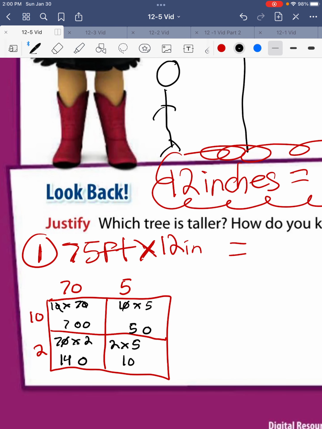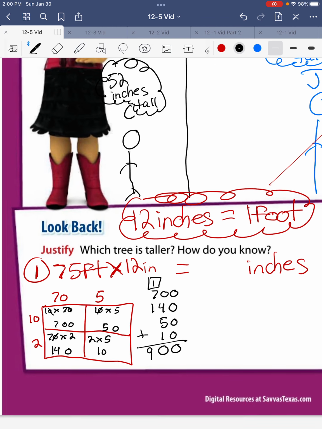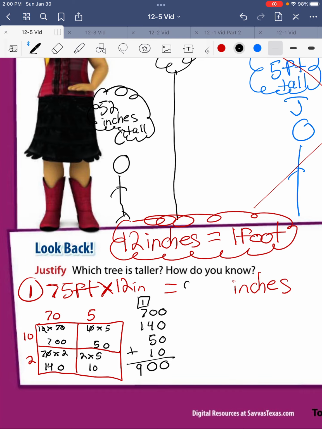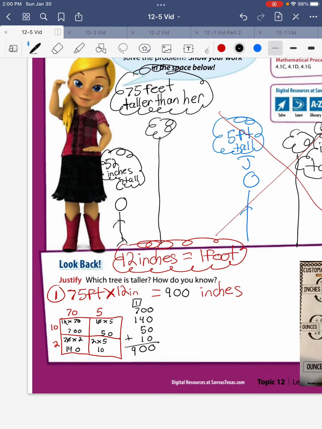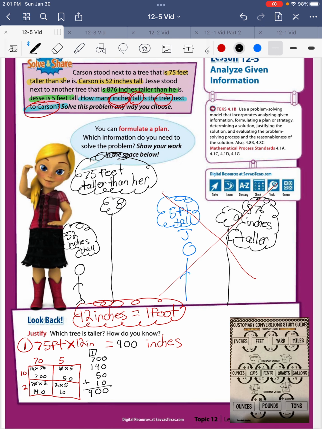So now I'm going to add my partial products. 700, 140, 50, and 10. 0 plus 0 plus 0 plus 0 is 0. 4 plus 5 is 9, plus 1 is 10. Bring up my 1, put my 0 here. 7, 8, 9. Okay, so I know 75 feet equals 900 inches. So then let's go back to my question again. It says, how many inches tall is the tree next to Carson? So I know that it's 900 inches taller than Carson.